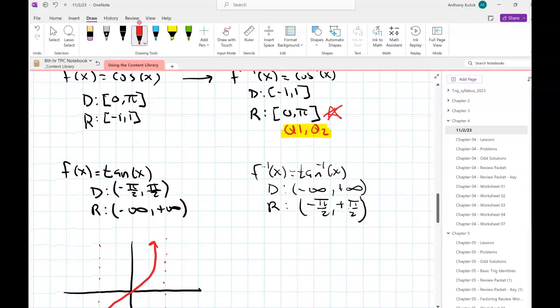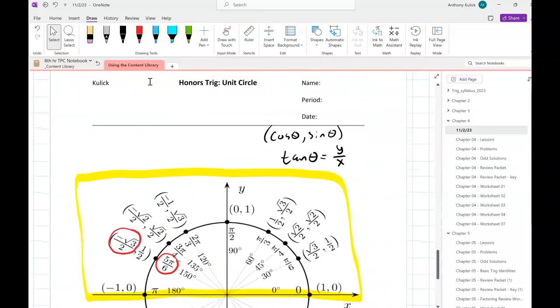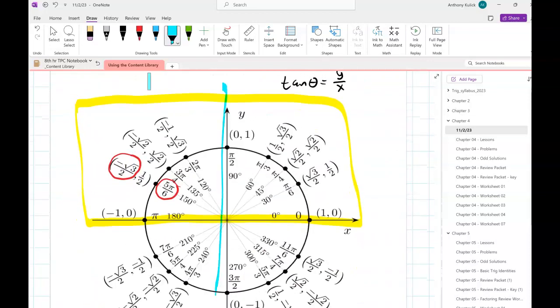Tangent goes from negative pi over 2 to positive pi over 2. That was the same as sine, except for the boundary values, but that doesn't really matter for quadrant speak. So again, we're looking in quadrants 1 and 4. So we're going to be looking here.